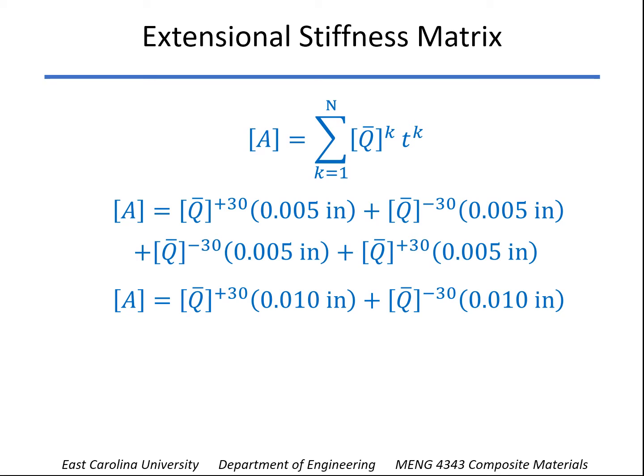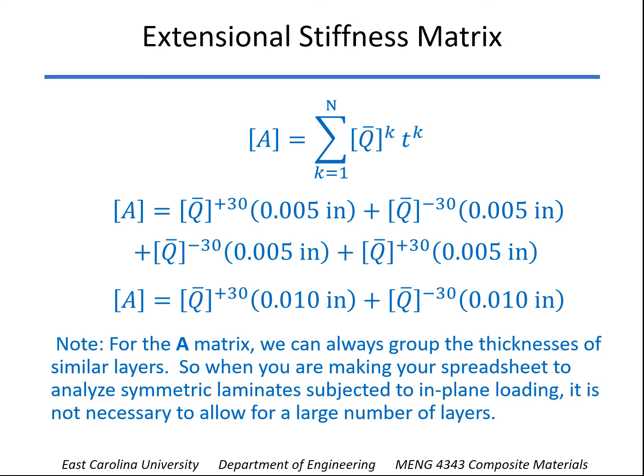And this is important to realize. You're going to make a spreadsheet that you can analyze up to 4 layers, but you can have 100 layers, and as long as they're common, that is, if it's all plus or minus 30 degrees, you can analyze it as though it were just 2 layers, as long as those layers are distributed in a symmetric manner. So with the A matrix, you can always group the thickness of similar layers.